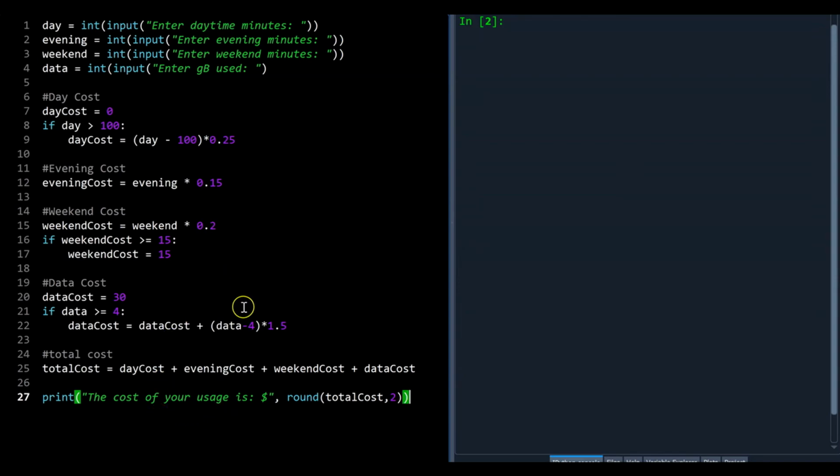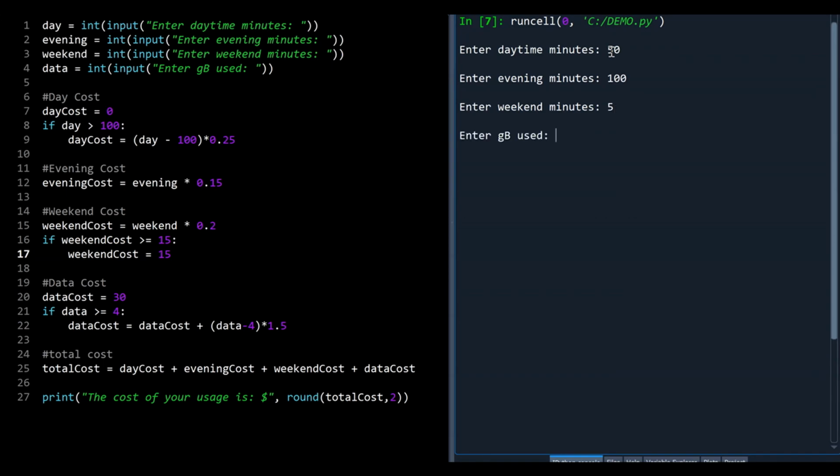If we were to run it and try it, I don't think I'm going to test all of it in the video here, but let's just run it and make sure it is running through everything properly. So again, we can test this a lot, but that's going to make a really long video, so we'll just run through it once here. Let's say I've got 50 daytime minutes, 100 evening minutes, 5 weekend minutes, and 40 gigabytes. Okay, it's going to cost us a total of $100.